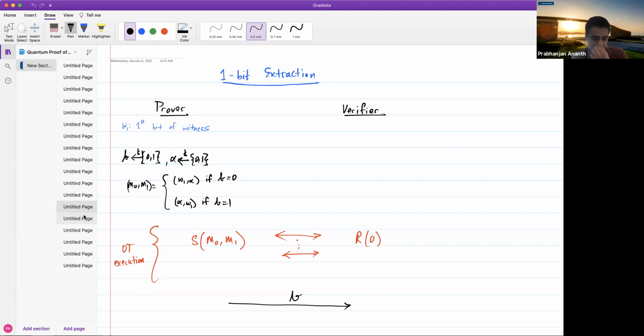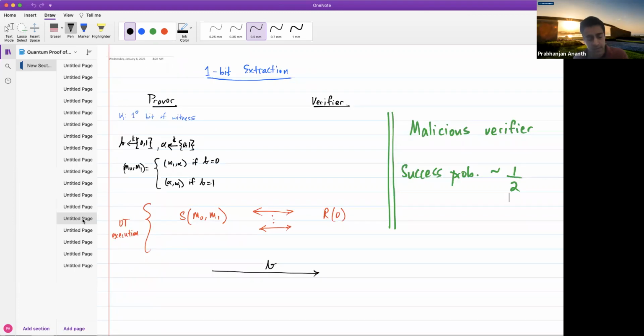Okay. So if the protocol is clear, let's try to see what happens in the case when the verifier is malicious, and if the prover is malicious, how can we extract this 1 bit? So if the verifier is malicious, then you can argue that the success probability is negligibly close to half.